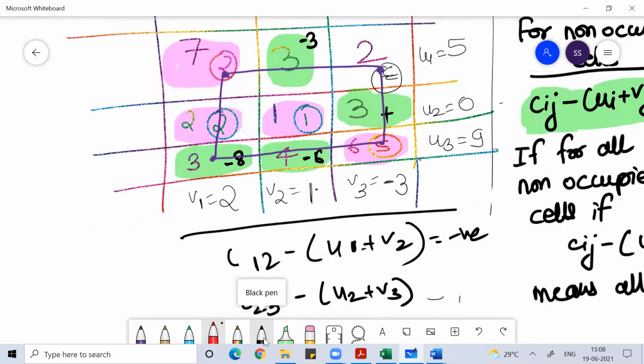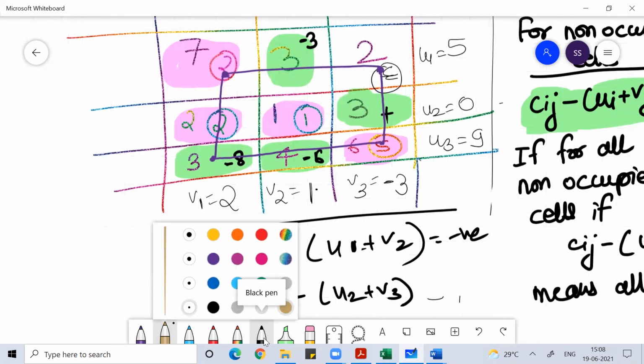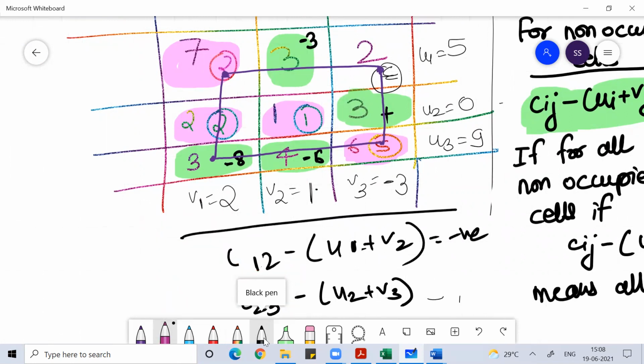So here, if you see this loop, put the value theta. Put a plus sign here, and this would be a minus sign for the allocation. This would be plus sign, this would be minus sign. So this value is theta. Then here, this value will be 5 minus theta.